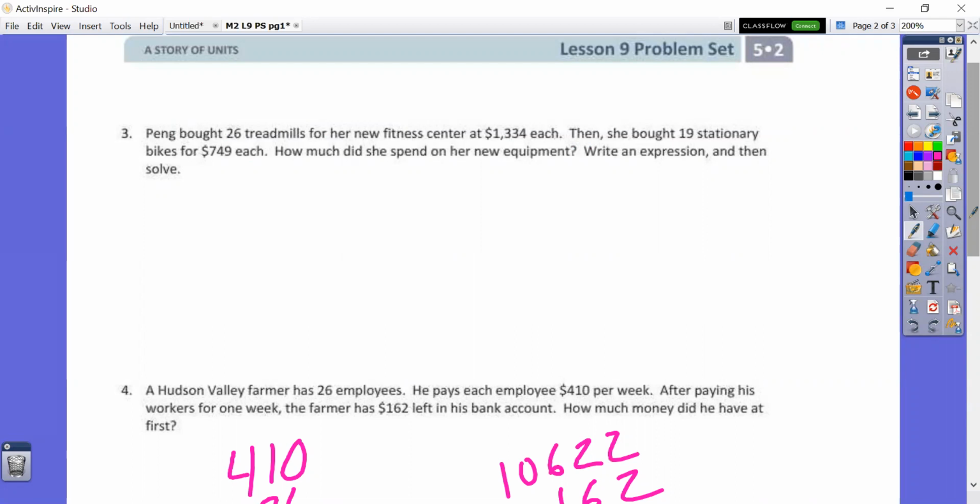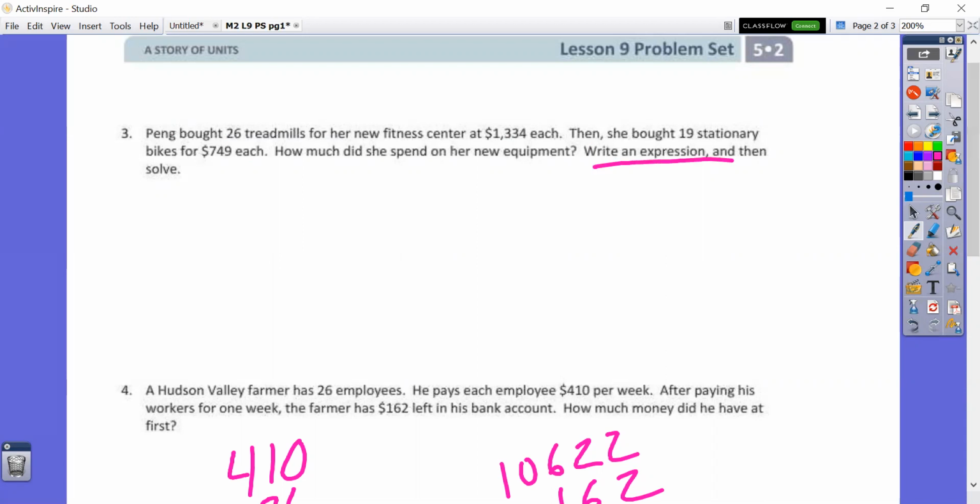And after we do this, we can go into the exit ticket because we've already done a lot of work today. Peng bought 26 treadmills for a new fitness center at $1,334 each. Then she bought 19 stationary bikes for $749 each. How much did she spend on her new equipment? Write an expression and then solve.